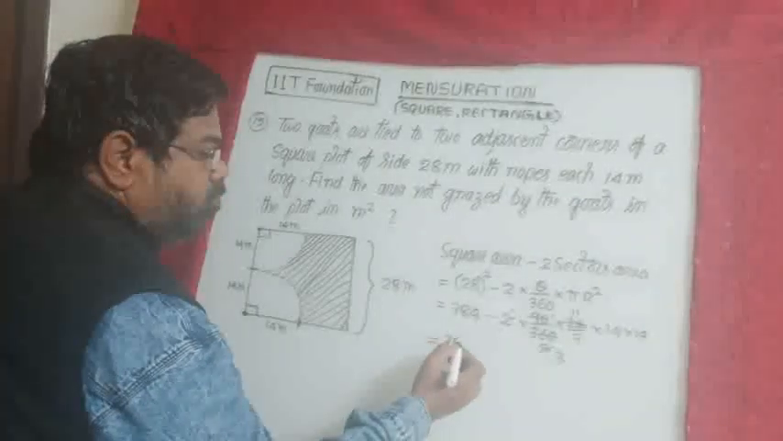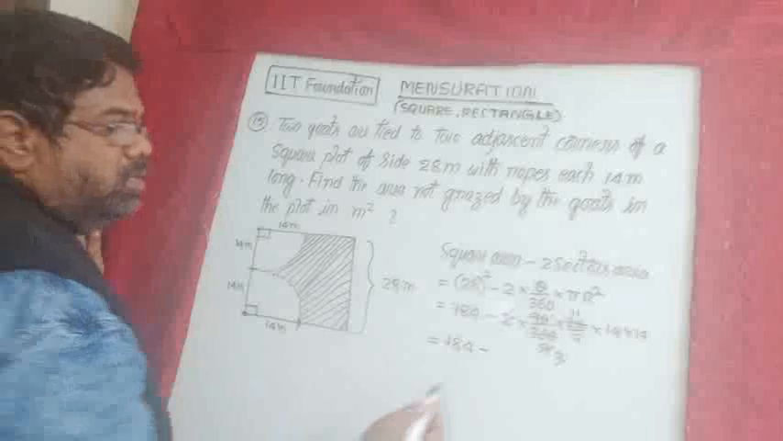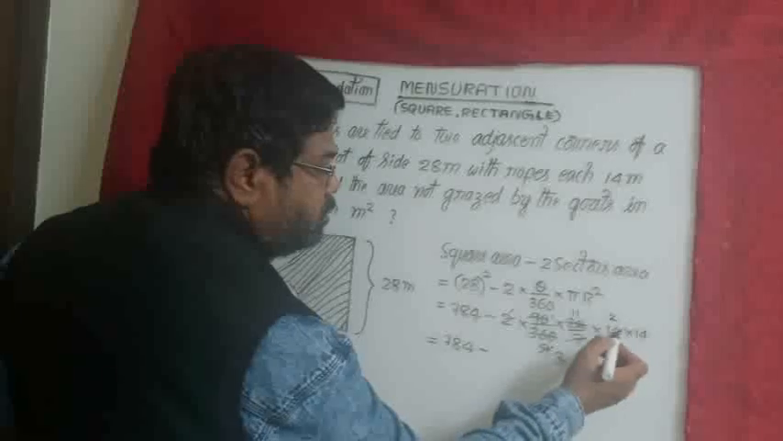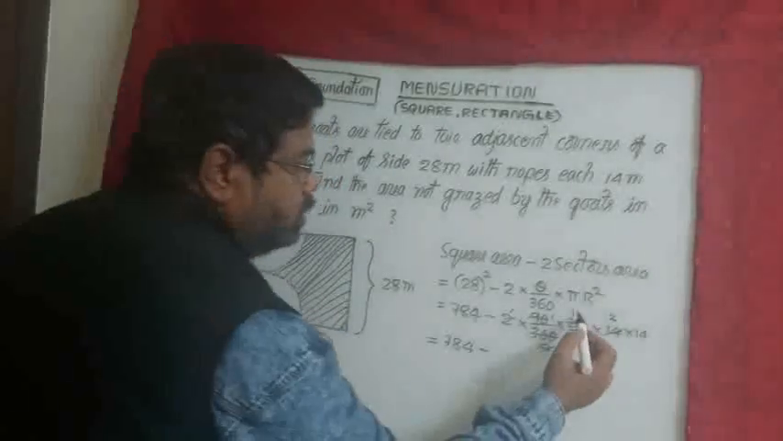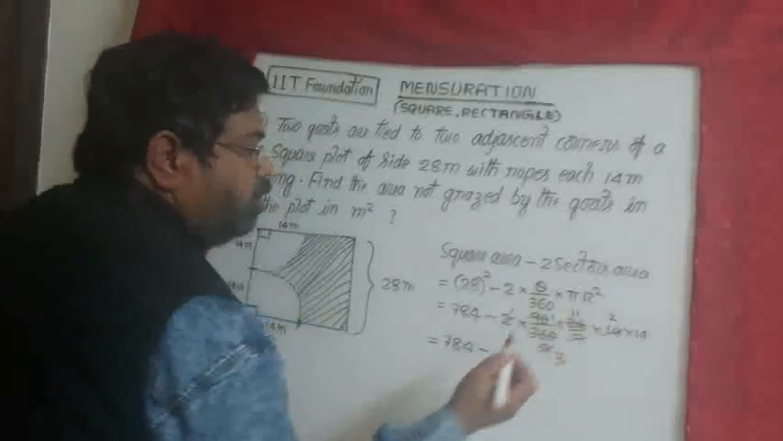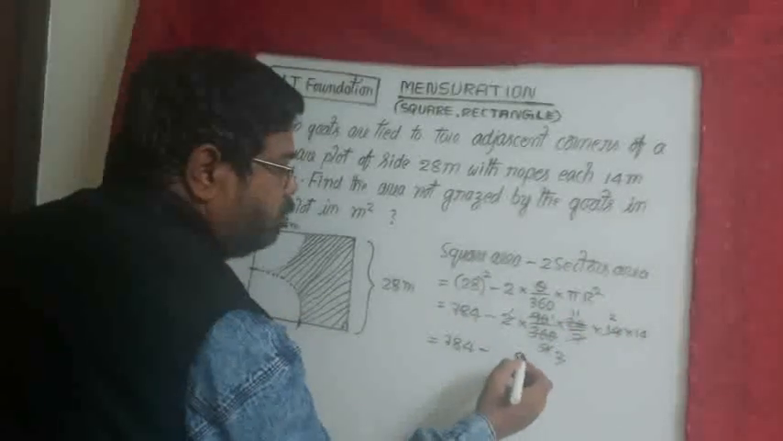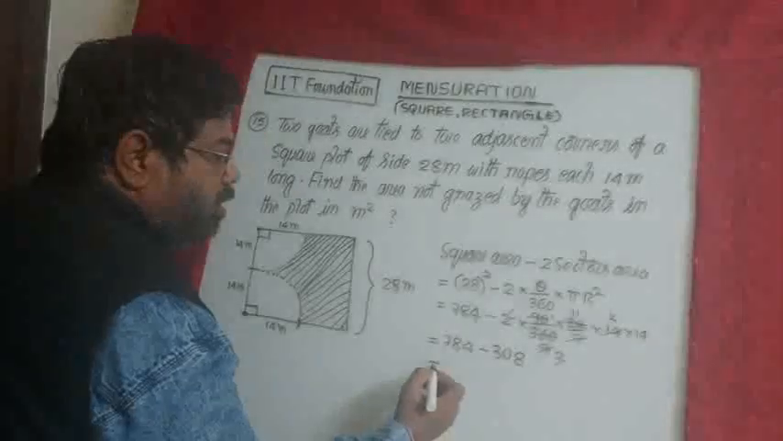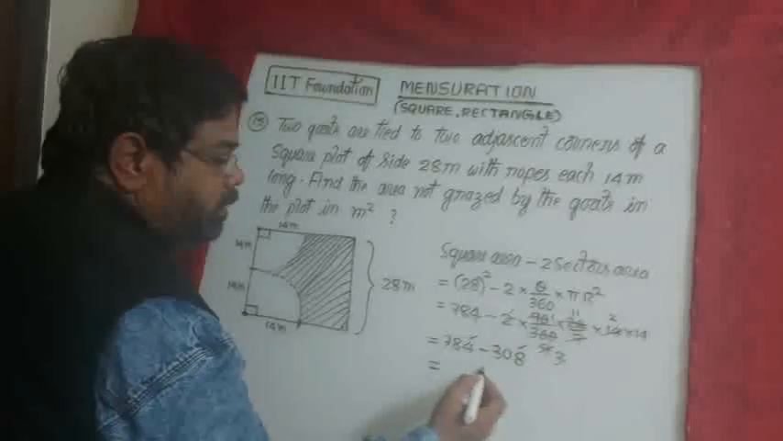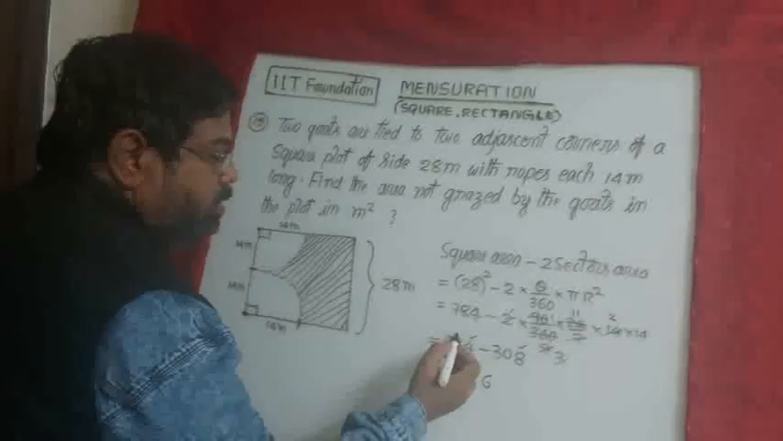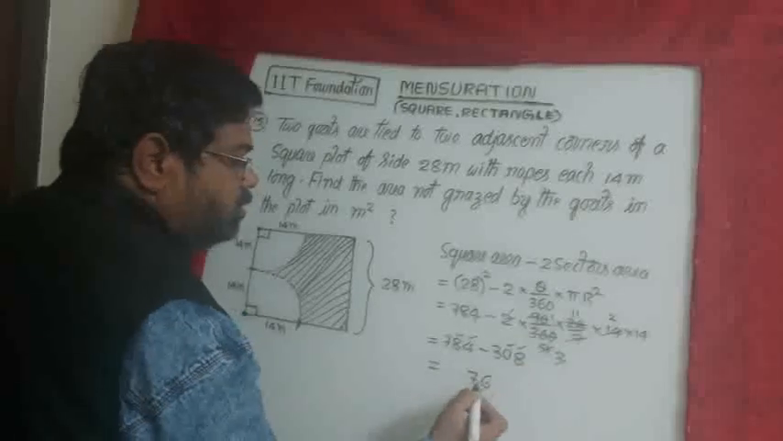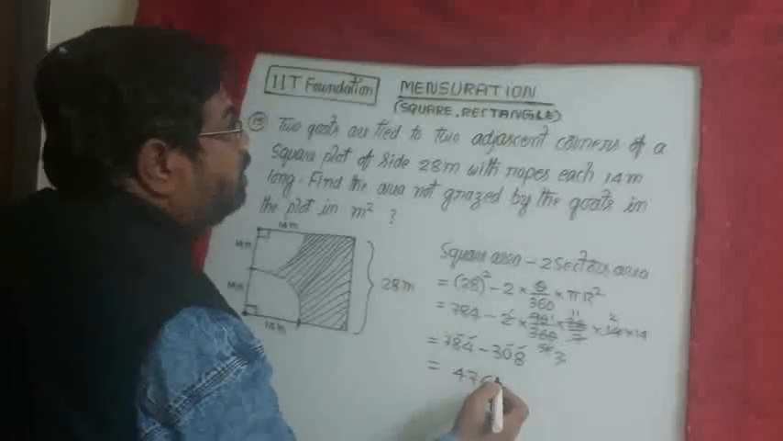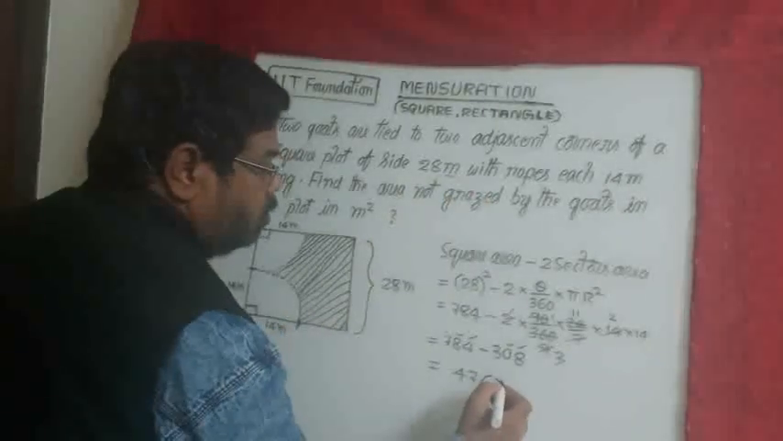So 784 minus, what is its value? 14 into 14 square, 1, now cancel with 7 here, 7 twos also get cancelled. So 11 twos are 22 into 14, 14 twos are 28, to 30, 308. So 784 minus 308. Now 14 minus 8, how much? 6. Now here 7 minus 0, 7. Okay, now 7 minus 3 is 4. So 476 square meters. Now the value is in meters, so square meters.